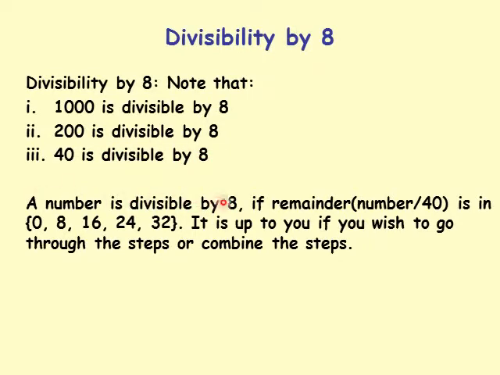So a number is divisible by 8 if the last remainder of the number divided by 40 is in 0, 8, 16, 24, 32.